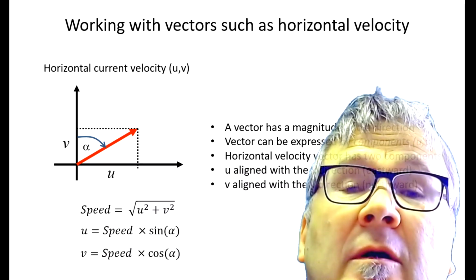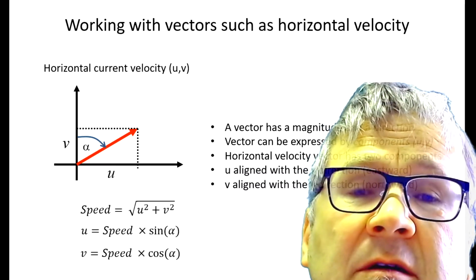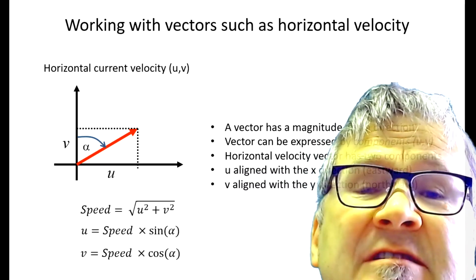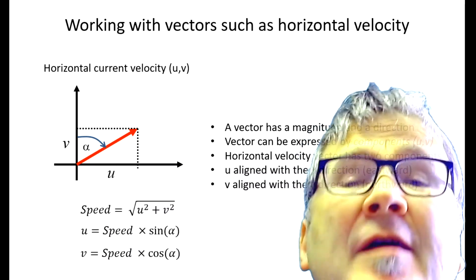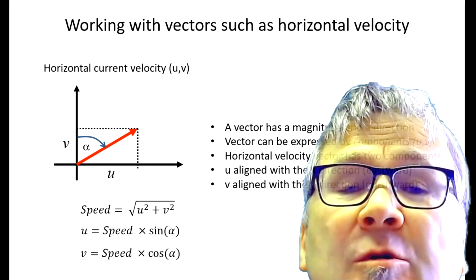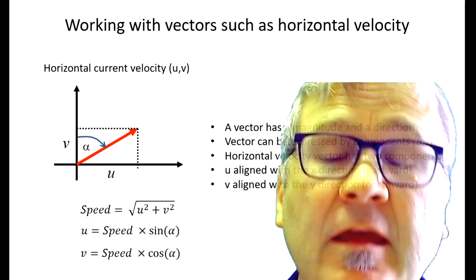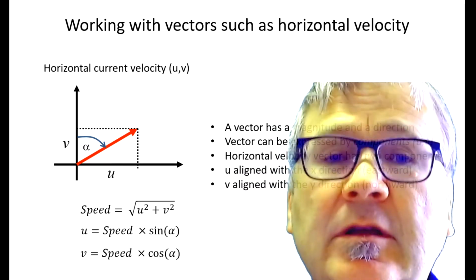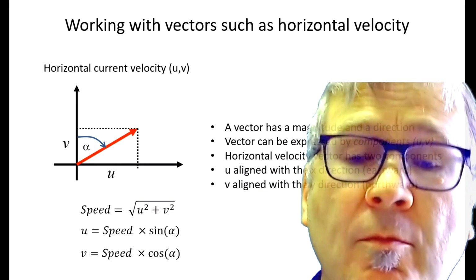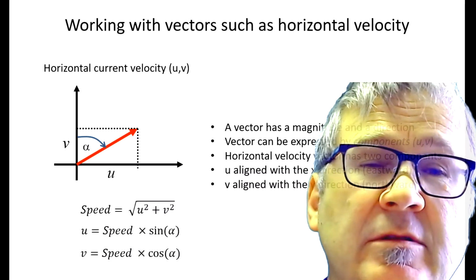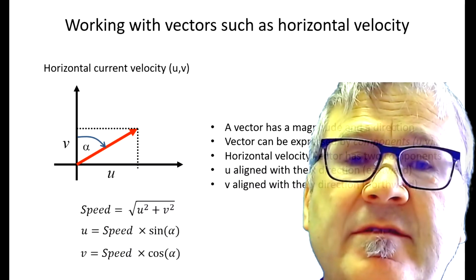So you can always calculate the speed from the components. This is simply Pythagoras: you just need to work out the square root of the sum of the squares of the components. It's written here, a little formula on the left side. On the other hand, if you know the direction and the speed, you can work out the components. So that is the basis.